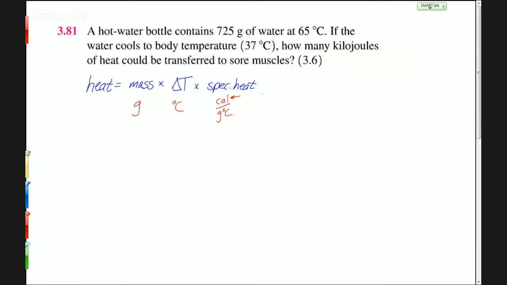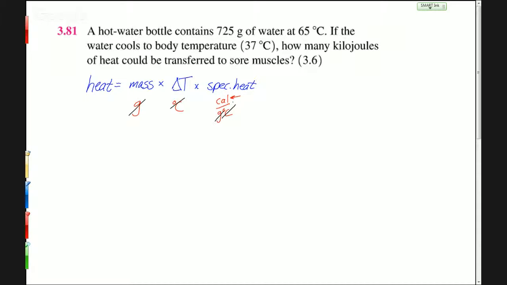it'll work. So like in my example here, grams will cancel with grams, degree C cancels with degree C, and so we're left with calories. I usually think about it in calories because that's an easy number to remember. It's just 1 calorie per gram degree C. If you want to remember the 4.184 joules per gram degree C, that's fine too, but 1 seems like a nicer, more even number, so I usually go with that.